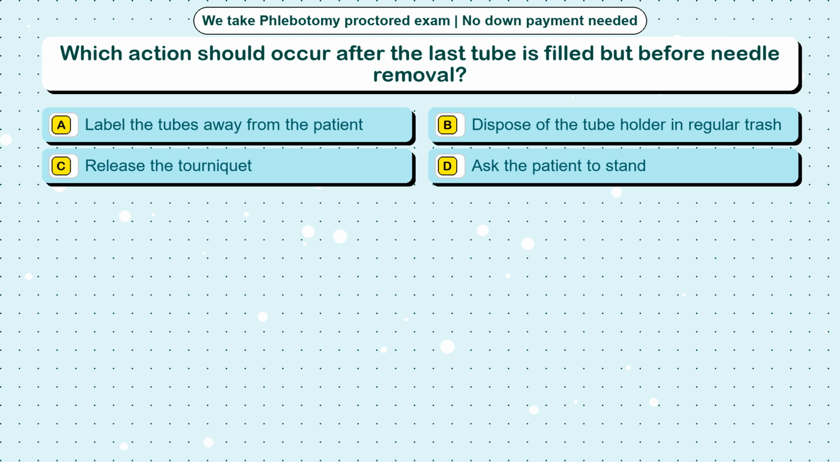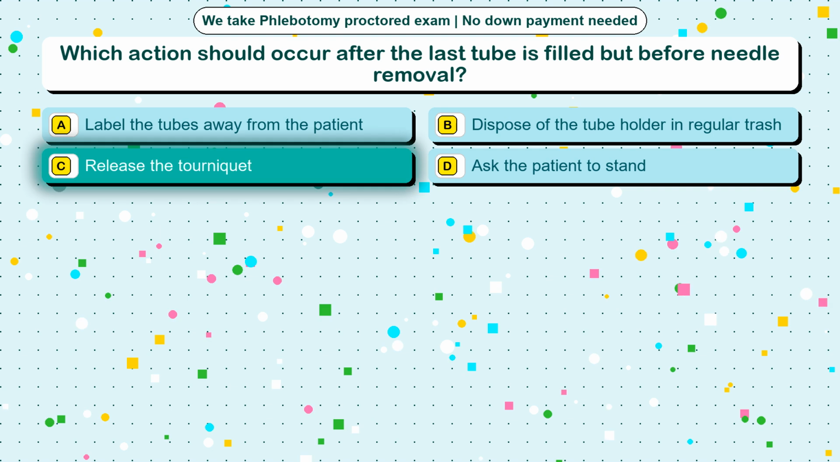Question 18. Which action should occur after the last tube is filled but before needle removal? Option A, label the tubes away from the patient. Option B, dispose of the tube holder in regular trash. Option C, release the tourniquet. Option D, ask the patient to stand. The correct answer is option C, release the tourniquet.